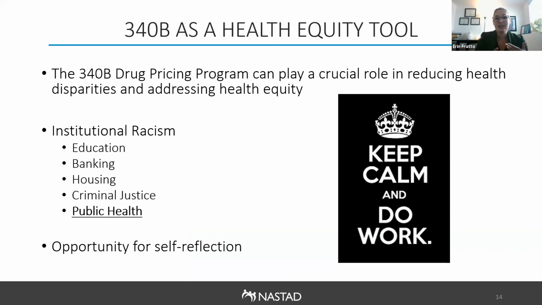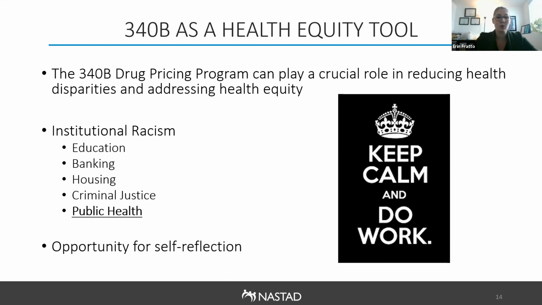Now, by congressional intent and design, the 340B drug pricing program is intended to stretch limited federal resources to reduce the price of medication for patients and expand health services to the patients and communities they serve. Healthcare access and quality is a social determinant of health, like Isabel discussed, and the 340B drug pricing program is designed to improve healthcare access.